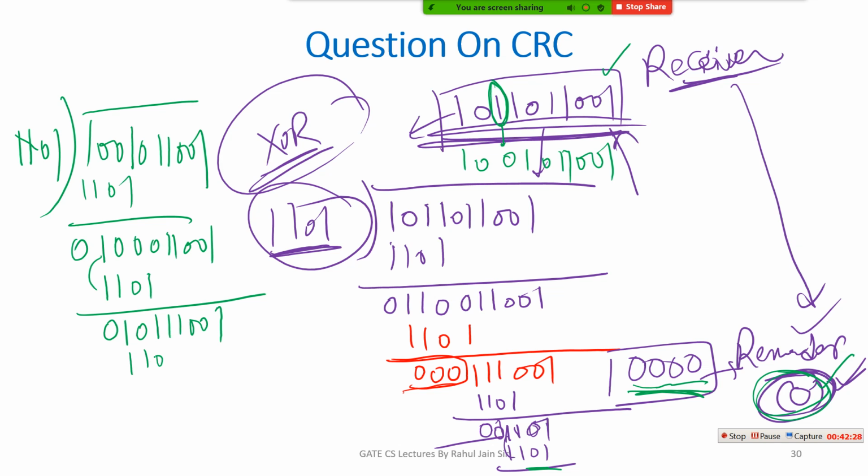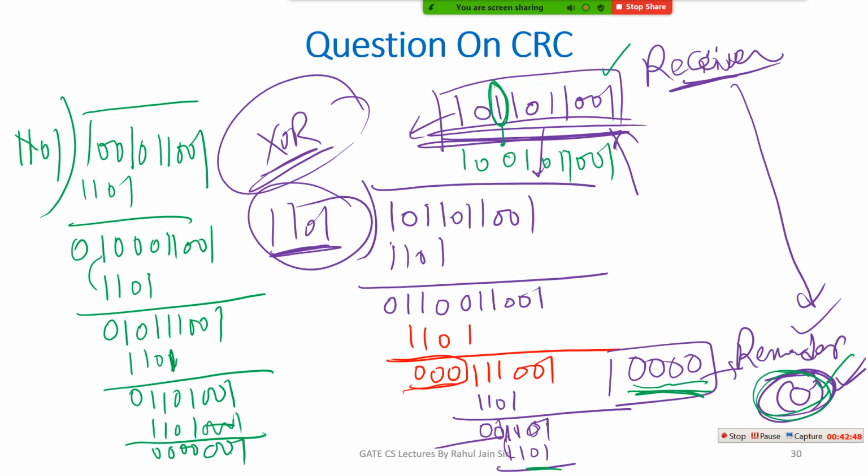But at last what I get? 0 0 1. So if you will see here, in this step itself, Saksham, focus here. In this step itself, I can say all the most significant bits are 0. Just ignore it. I got remainder 1. I got remainder 1 here.